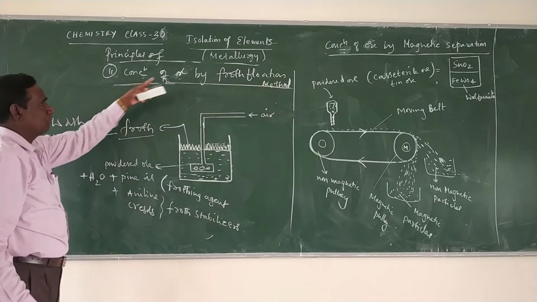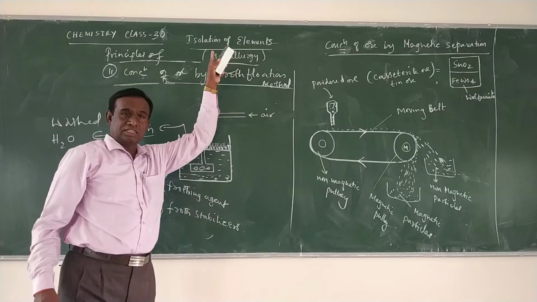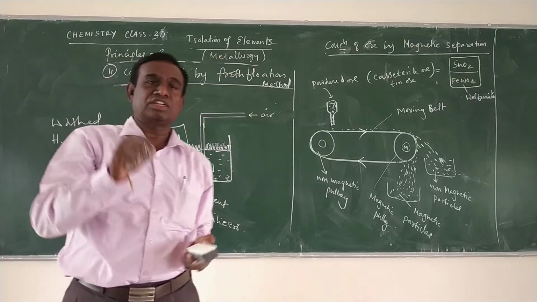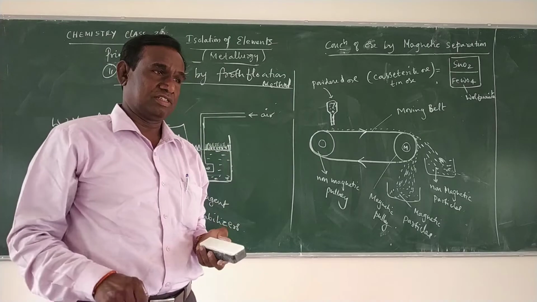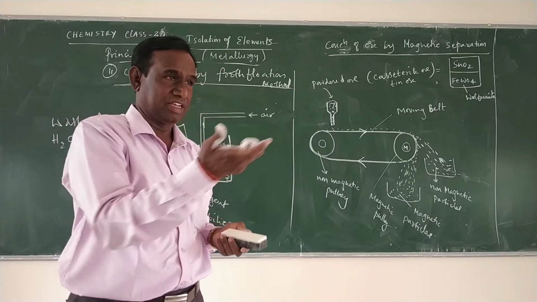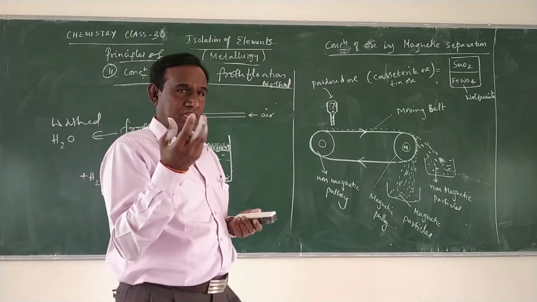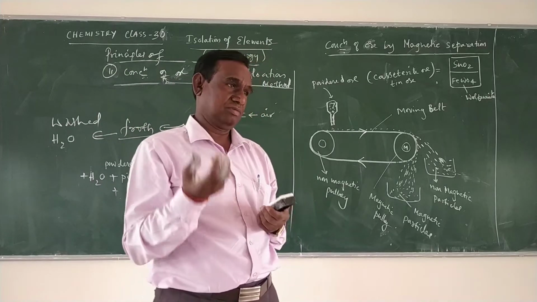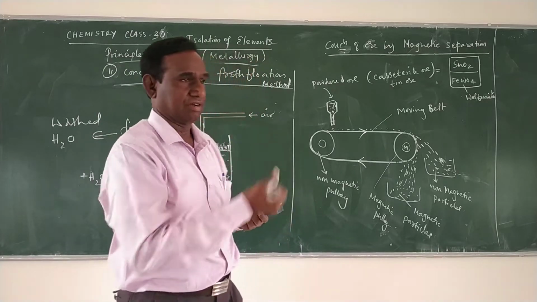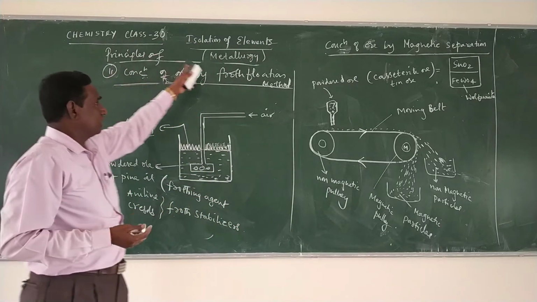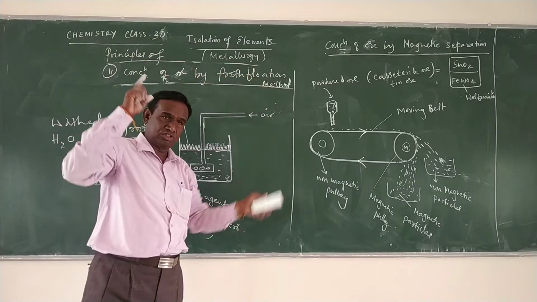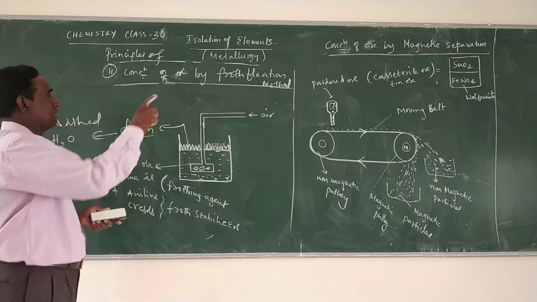The froth flotation method is generally used to concentrate the sulfide ore particles. Sulfide ore particles means copper, as in copper extraction, copper pyrites. Why? Because sulfide ore particles are very light. Therefore, the froth flotation method is only used to concentrate the sulfide ore particles. That is it.